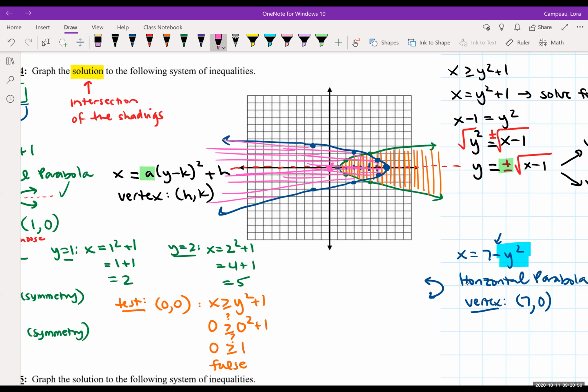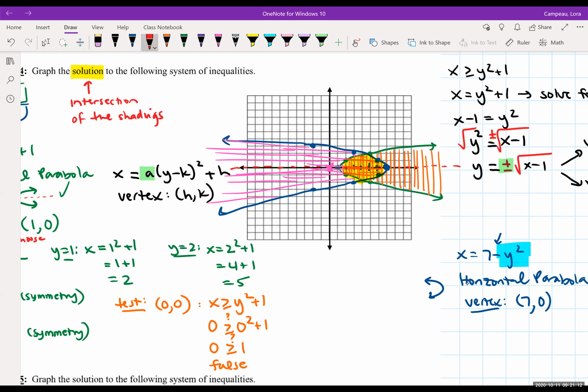So one more thing, if we're trying to determine what the solution is, well, the solution is the intersection of the two shadings. So if you look at this, which place did we color twice with the orange and the pink? I'm seeing the yellow region.